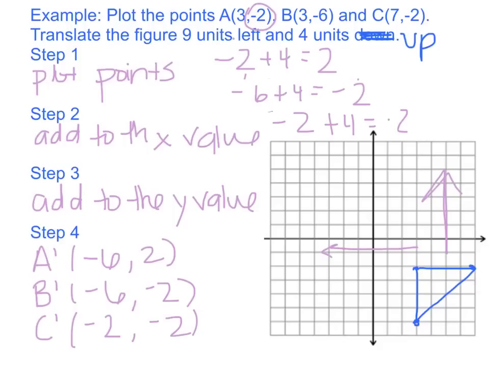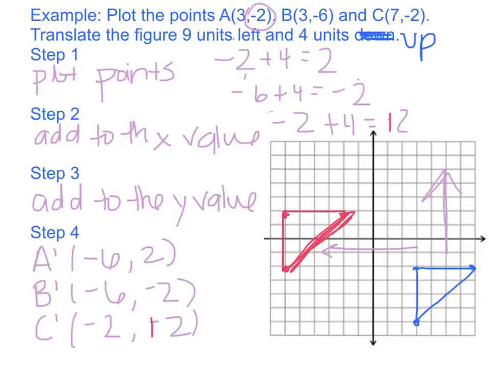So now that we have our points in step 4, we can graph them. So we have -6, 1, 2, 3, 4, 5, 6, +2. And I'm sorry, this one should be a +4 right here. That is my mistake. Then we have a -6, -2. And then we have a -2, +2. Connect our triangle. Sorry, I'm a little off right there. And there are our new points.